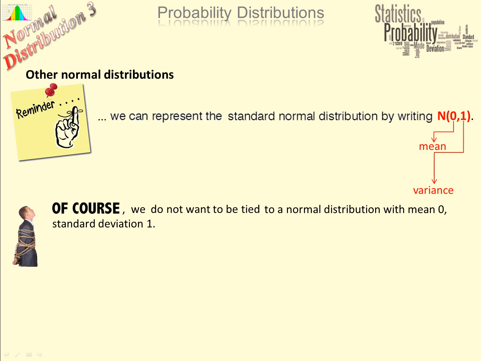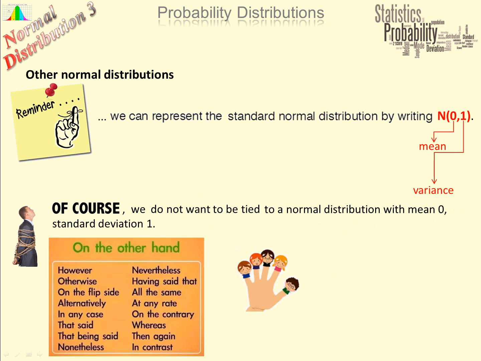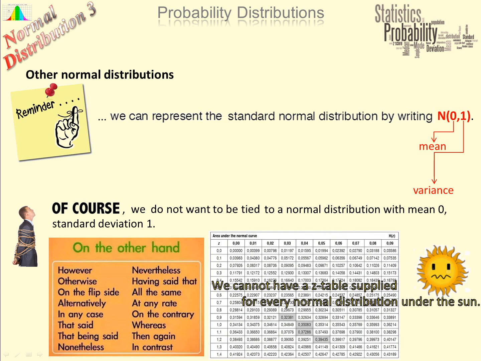But of course, we don't want to be tied to a normal distribution with mean 0 and standard deviation 1. And on the other hand, we cannot have a Z table for every normal distribution under the sun. We can't do that. So there is a way to relate it back to the Z table for the standard normal distribution.